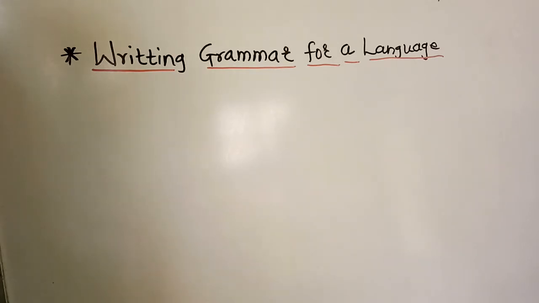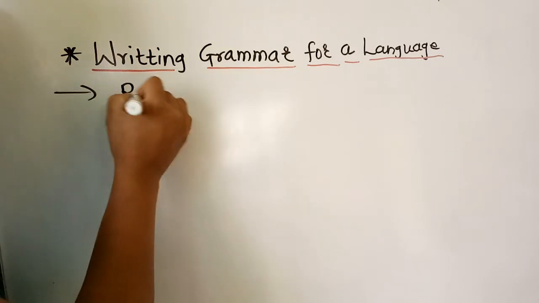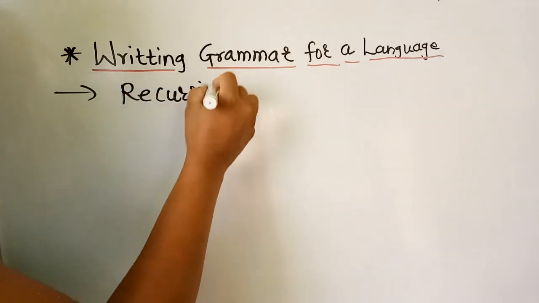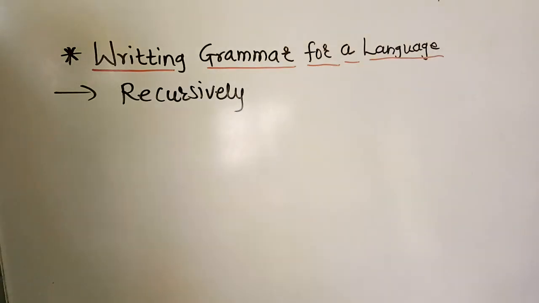Any production for an infinite language is written recursively. I am listing here the different rules term by term. Then collectively we are able to solve any context-free grammar for a language. If there is an infinite language, then the productions are written recursively. A production is called recursive if its left side variable occurs on its right side.